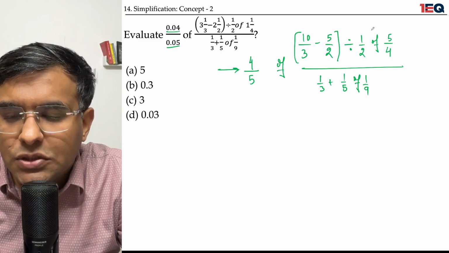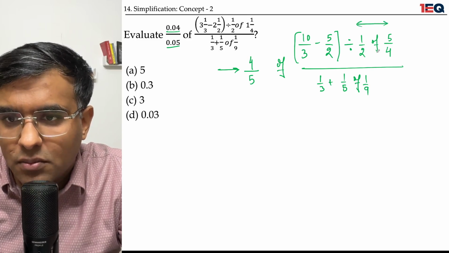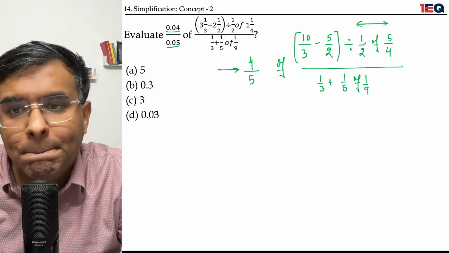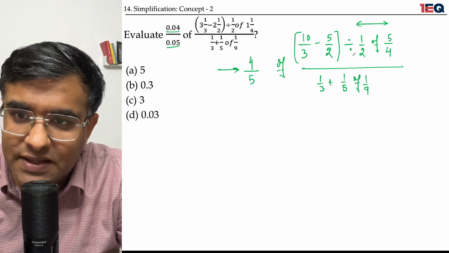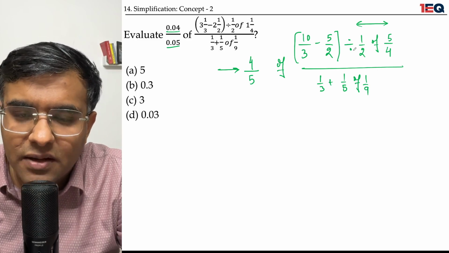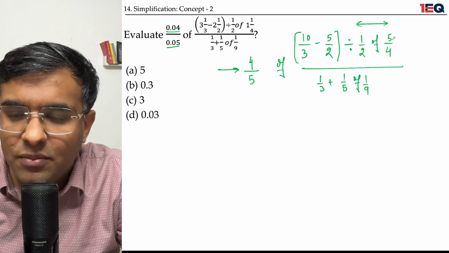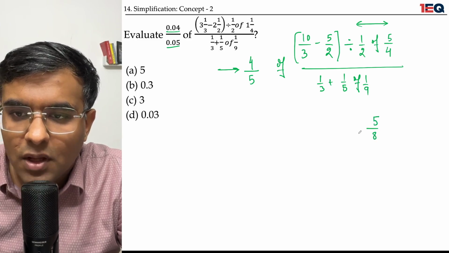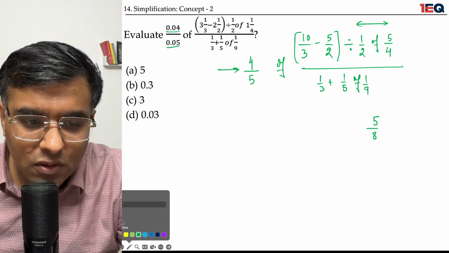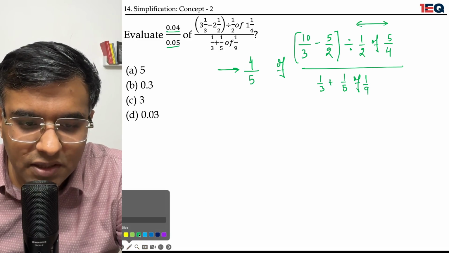At this point, we are able to see that in the numerator there is an 'of' sign. The 'of' sign has a higher precedence as compared to the division sign. So we are going to solve this first. Half multiplied by 5 by 4 is equal to 5 by 8. I hope you can recall 5 by 8 being the output.